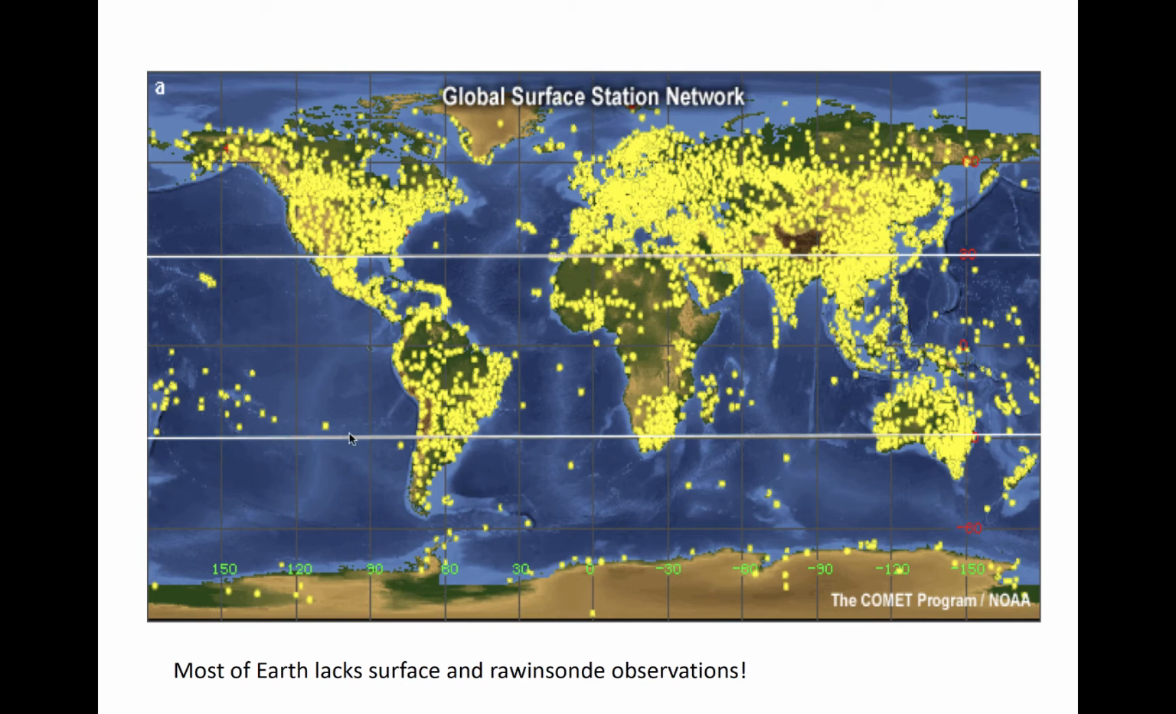Weather balloons are only regularly launched from land as well. Thus, the majority of Earth is not well represented by direct observations. And this is what motivates the use of remote sensing in the first place, to fill in these observational gaps.